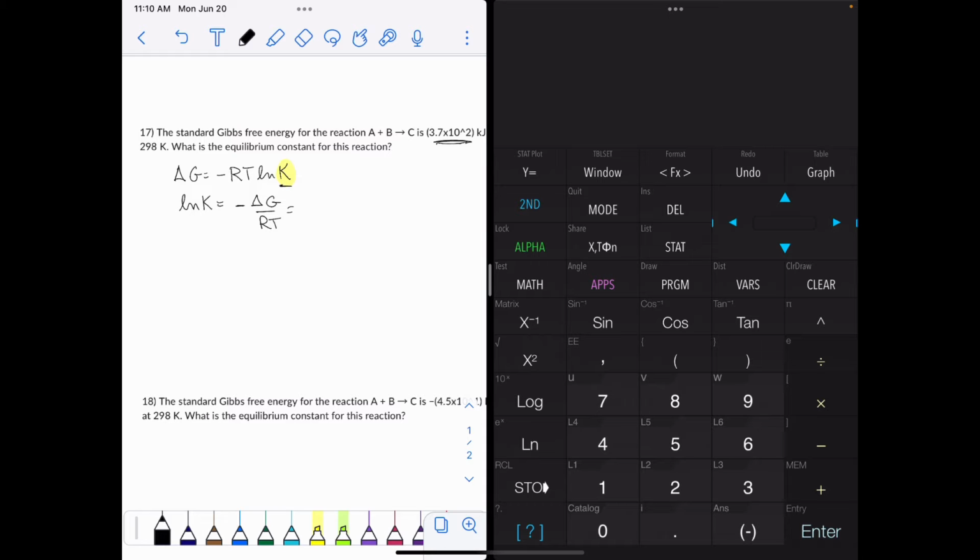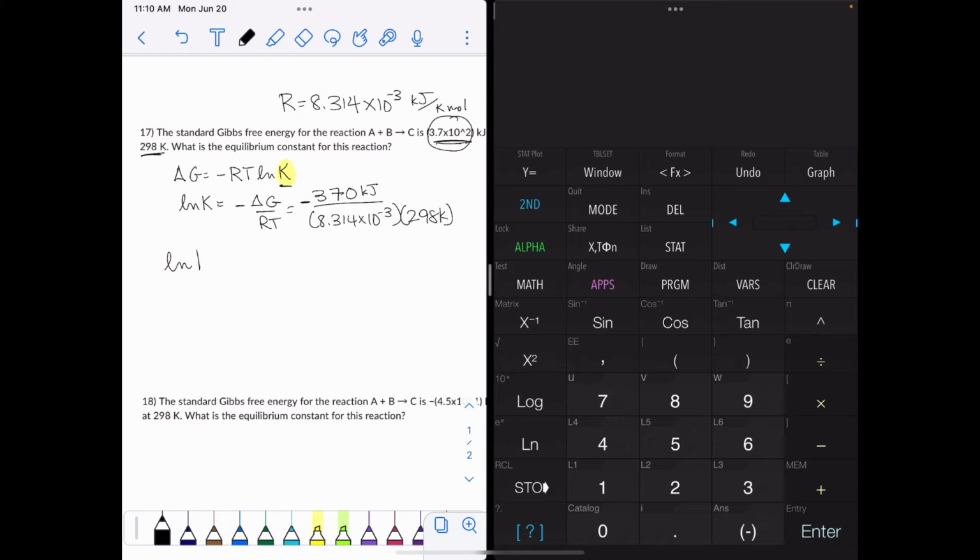Watch your units. Delta G is 3.7 times 10 to the 2. That is 370. It's in kilojoules. R is 8.314 joules, so times 10 to the minus third to get kilojoules per Kelvin per mole. And so down here, I have my 8.314 times 10 to the minus 3, and my temperature is 298 K. And so let's plug this in. We do have a minus sign there.